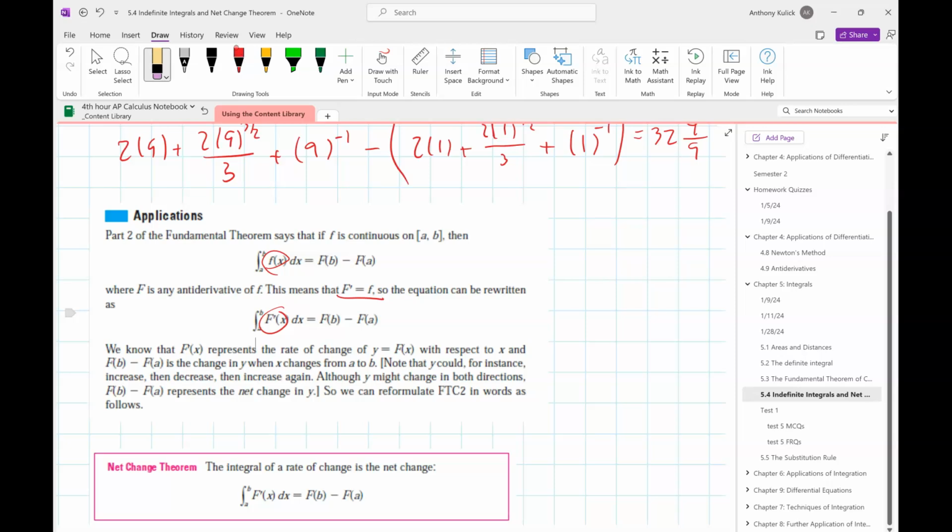Where this comes into play, remember that we have position and we have velocity and we have acceleration. So what that means is that I can take acceleration and recover velocity from that, or I could take velocity and recover position from that. Just like if I had position, I can differentiate to get the velocity, and if I have velocity, I can differentiate to get the acceleration, right?